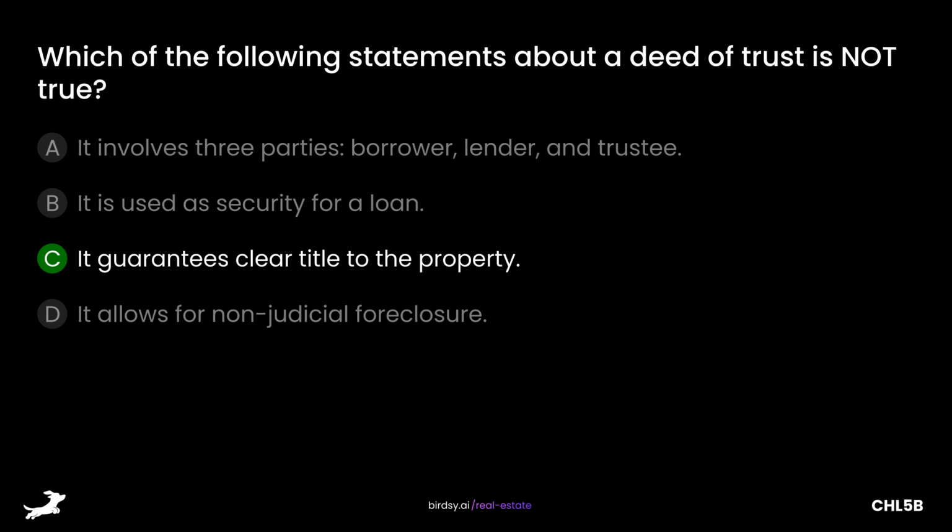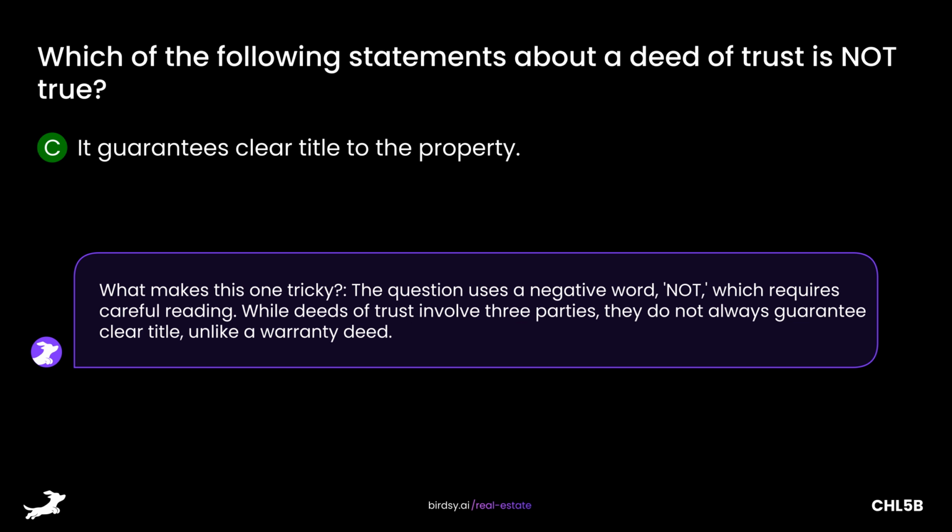The answer is C, it guarantees clear title to the property. What makes this one tricky? The question uses a negative word, not, which requires careful reading. While deeds of trust involve three parties, they do not always guarantee clear title, unlike a warranty deed.